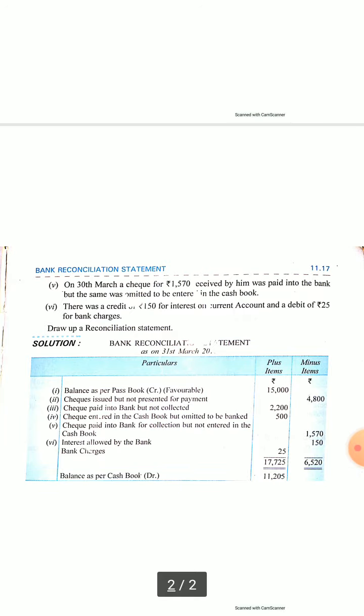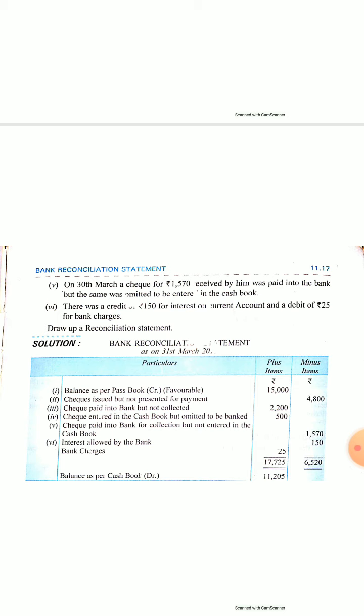Again, the next adjustment says on 30th March a check of rupees 1570 received by him was paid into the bank but the same was omitted to be entered in the cash book. Again, the check was deposited into the bank and the passbook has been entered. This entry has been entered into the passbook but it has not been written in the cash book. That means that passbook will be more by 1570, so we will have to deduct it from the passbook.